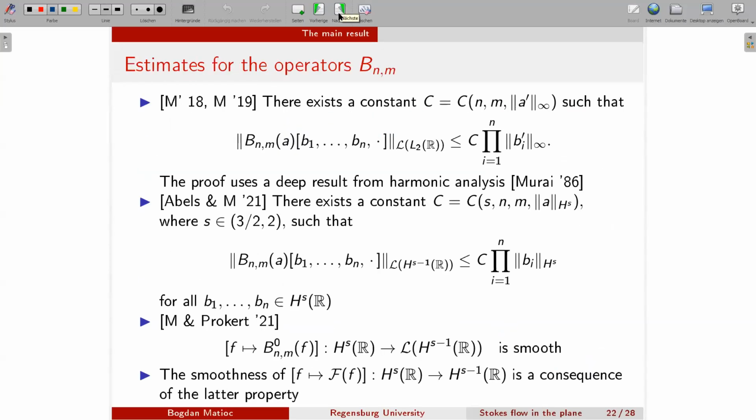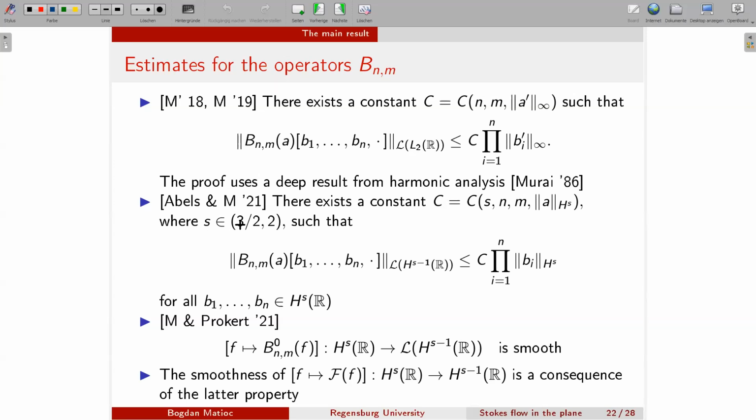And the mapping properties of these operators, there are many mapping properties which are well understood. For example, if A is Lipschitz and B1, ..., Bn are Lipschitz, then as an operator of the function h it is a bounded operator on L2, and its operator norm is bounded by this quantity.